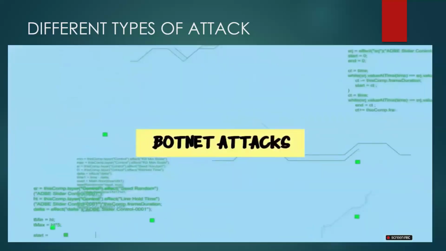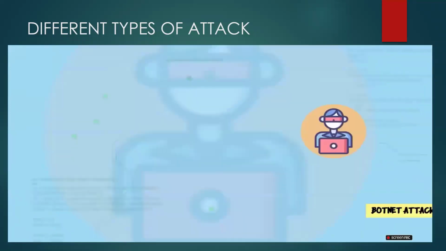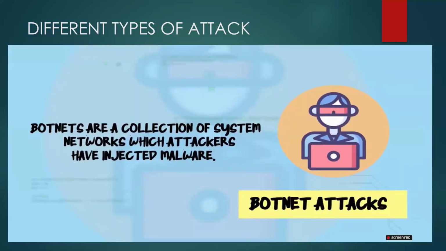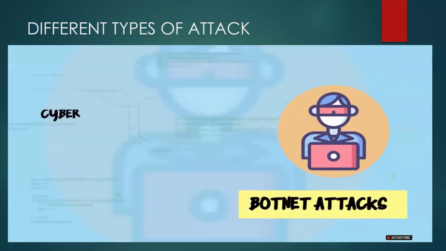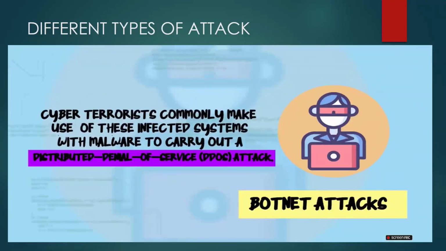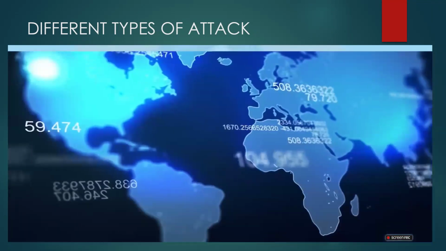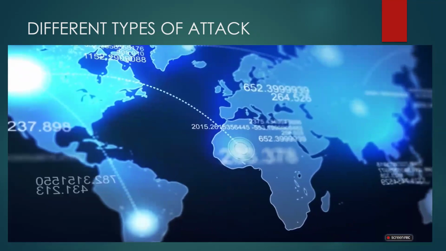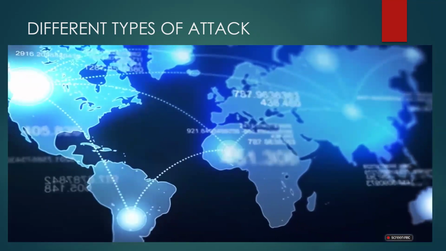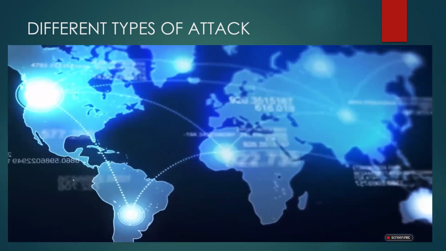Coming in at number 4, botnet attacks. Botnets are a collection of system networks which attackers have injected malware. Cyber terrorists commonly make use of these infected systems with malware to carry out a distributed denial of service or DDoS attack. It is frequently difficult to spot DDoS attacks because the systems used in the attacks are scattered worldwide.